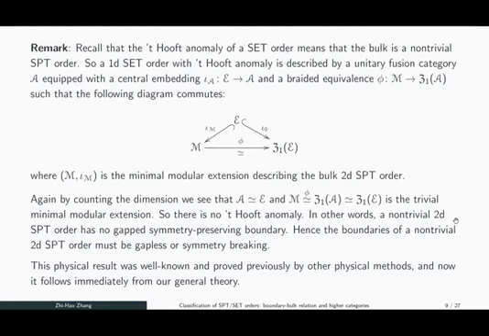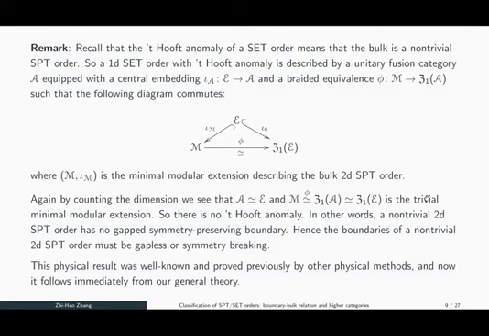And there is a braided equivalence phi from M to the center of A, and the following diagram must commute. The left-hand side is M. It is a minimal modular extension that's described in a bulk 2D SPT order. But we can still count the Frobenius-Perron dimension, and we see the Frobenius-Perron dimension of M is the square of the Frobenius-Perron dimension of E. And so still the Frobenius-Perron dimension of A is equal to that of E.